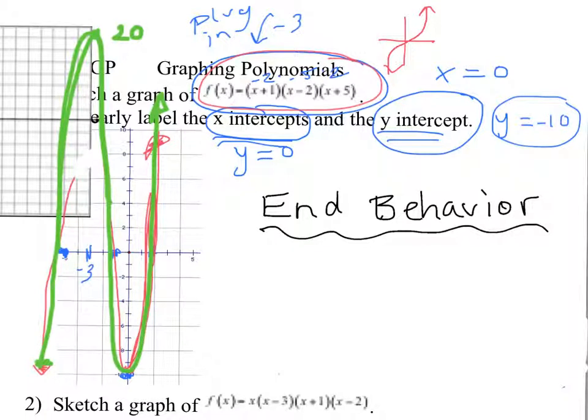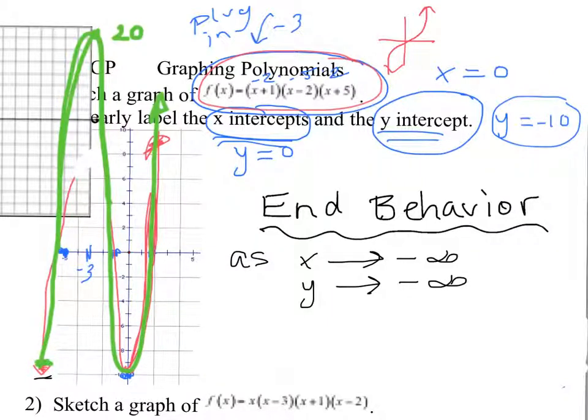Okay, last thing we want to talk about is end behavior. So basically we're going to look at the left side of the graph, and we're going to look to see which direction the graph is going as x is going to the left. And we could see that right here our graph is going down. So what we're going to write is as x goes to the left, we write it as x goes to negative infinity, y goes to negative infinity as well.